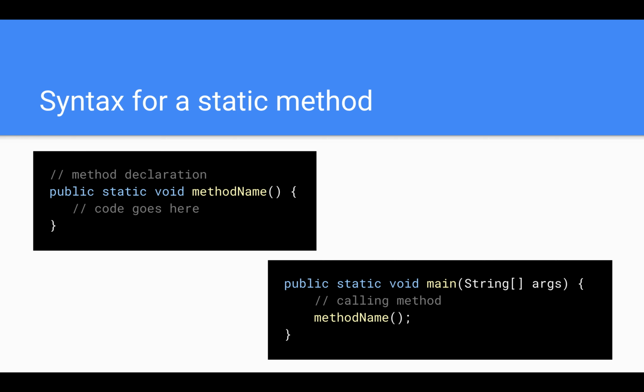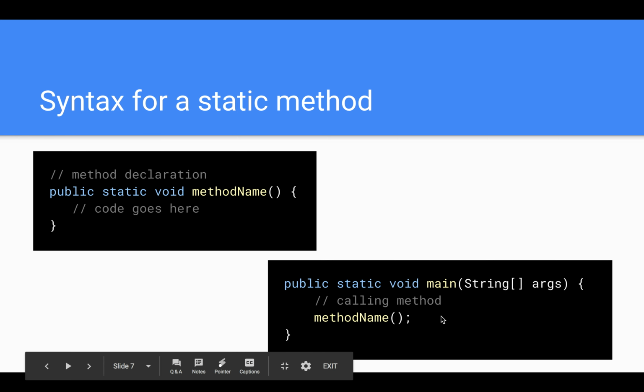And here's the syntax of a static method. So first, here is an example of a method declaration. It goes public, static, void, and you always have to have those, exactly like that. And then there's the method name, which can be variable. And just like with variables, you use camel case to do the naming. And then this is how you call the method from inside your main method, which you always have to have in every program. You call it like method name, open close parentheses, semicolon.